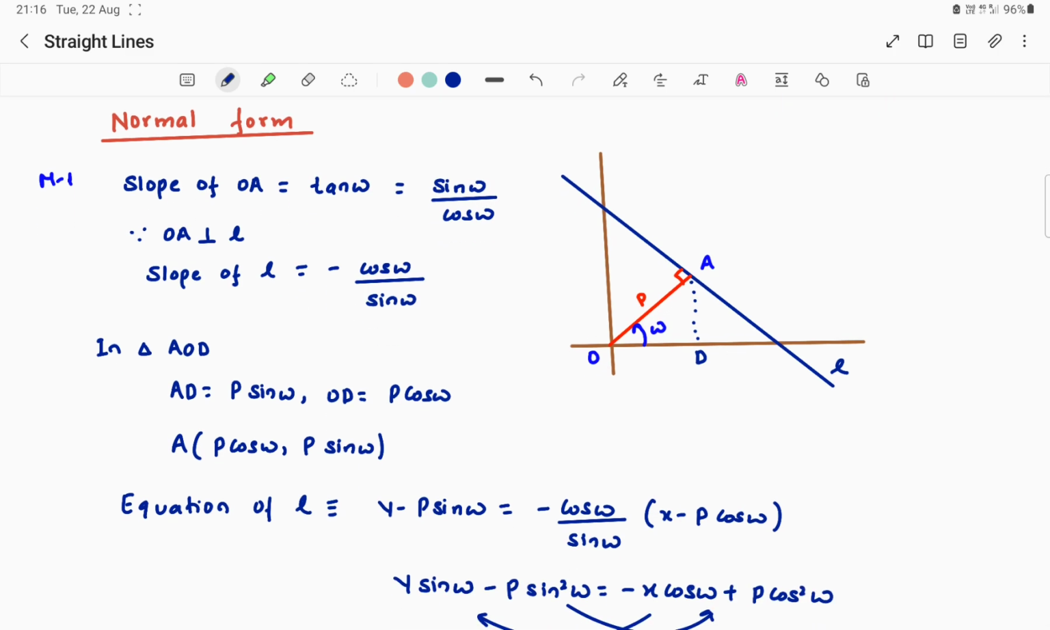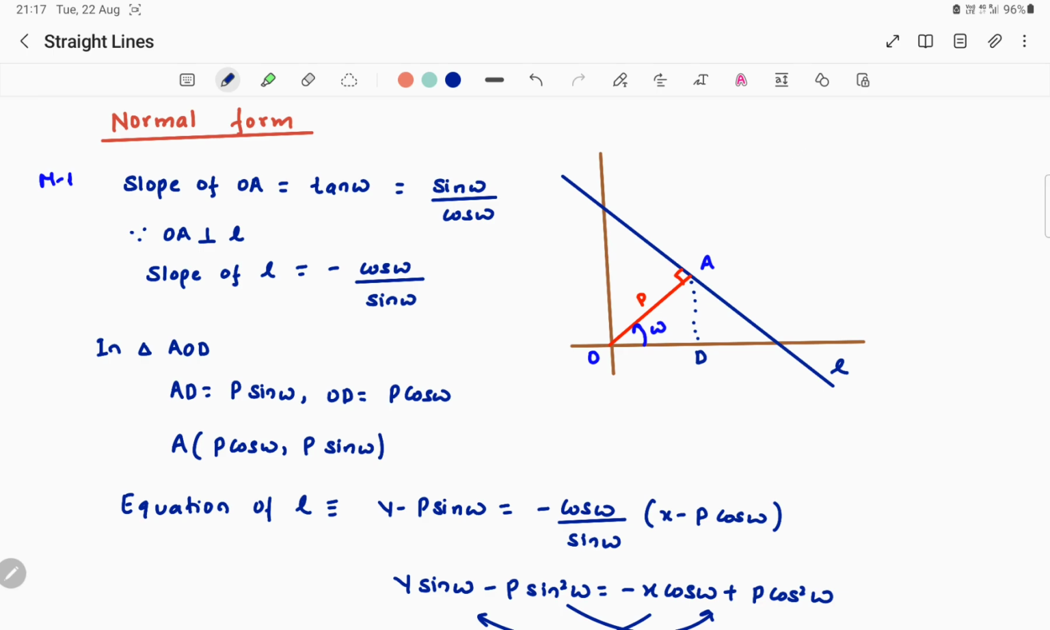Okay, so the next form we have is the normal form. So what do we mean by normal form? You think like this. If I ask you, how many lines are there which are at a distance of 5 units from the origin? Basically I can draw a circle with center at origin and radius 5, and if you draw any tangent, all these lines are at a distance of how much? 5 units from the center, because you know that the radius is perpendicular to the tangent. Is it okay? It means what?